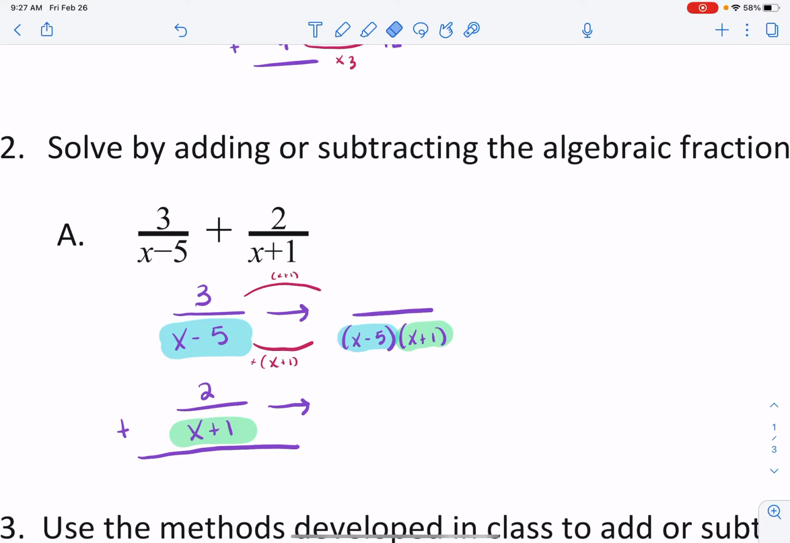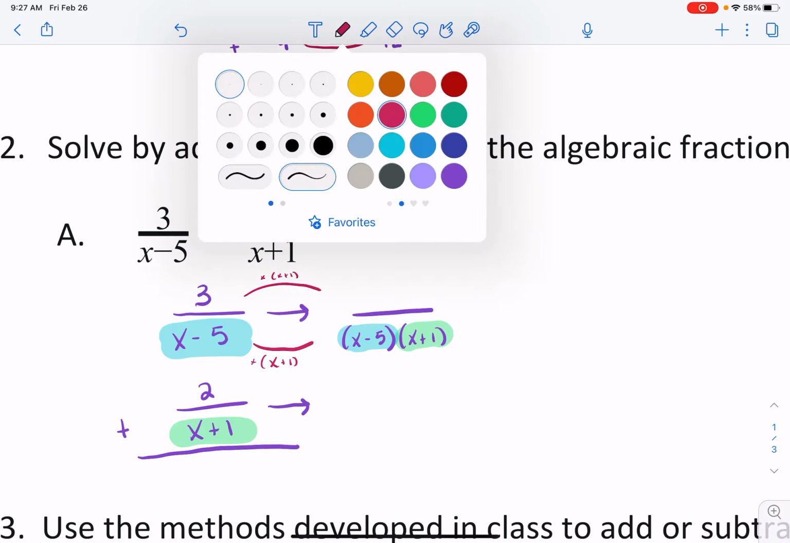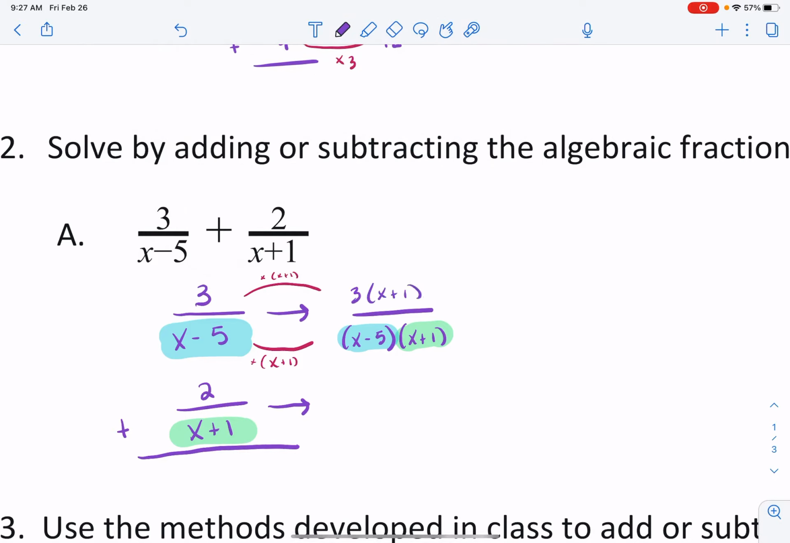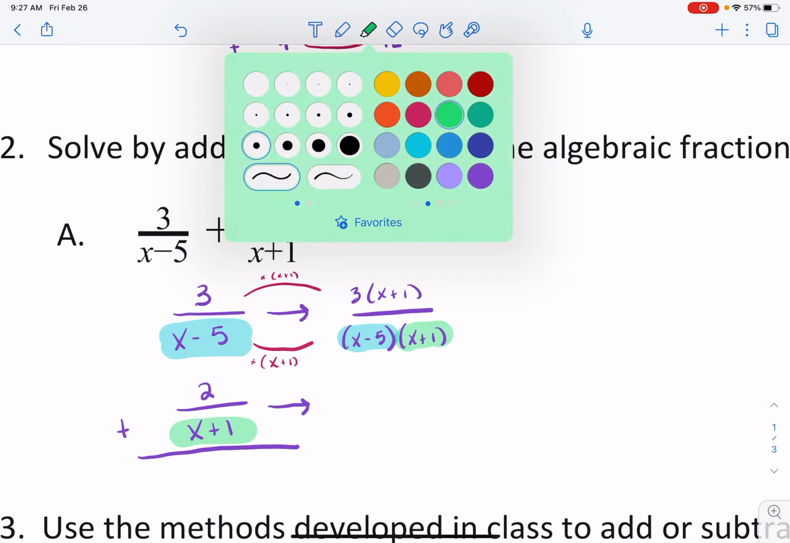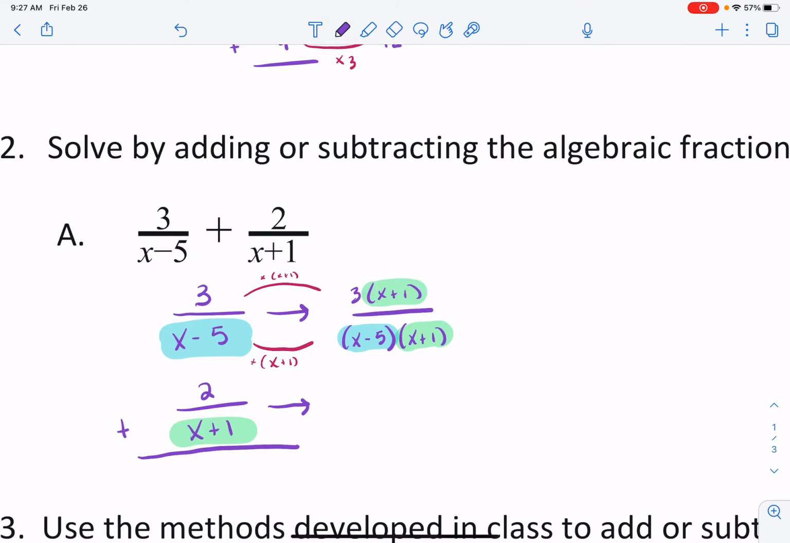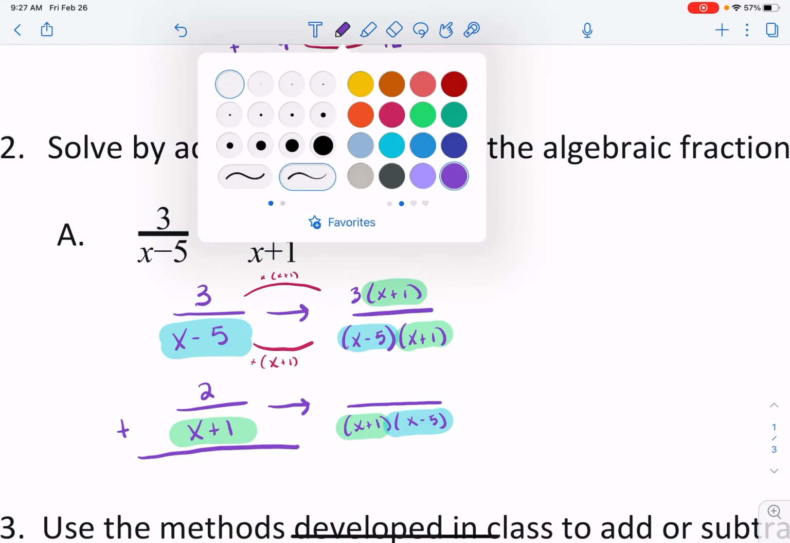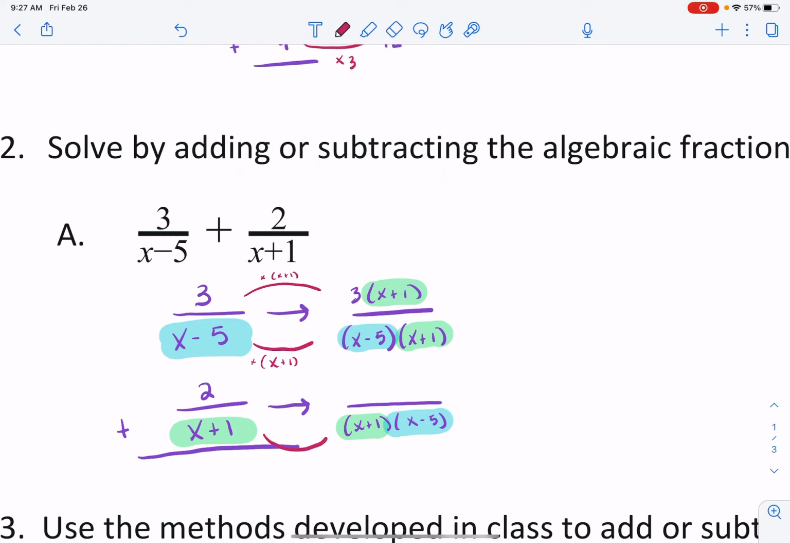That looks like a plus times. All right, so then I'm left with 3 times x plus 1 in the numerator. And same idea with the bottom. We want to make this, so we've got our x plus 1, but we want to add that x minus 5 to it. So what I did was I multiplied x minus 5. So you do that same thing to the top. So you're left with 2 times x minus 5. Okay.